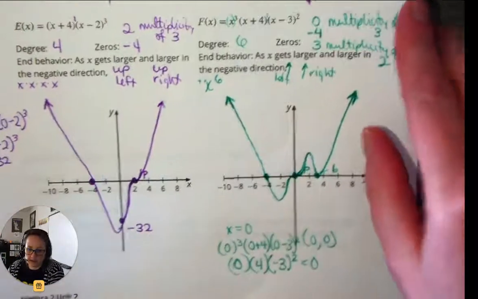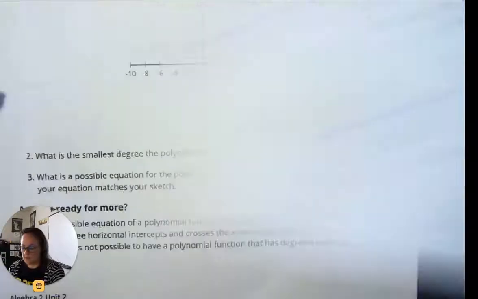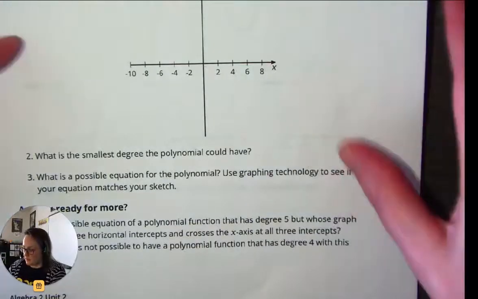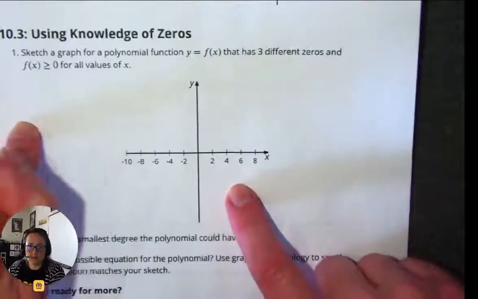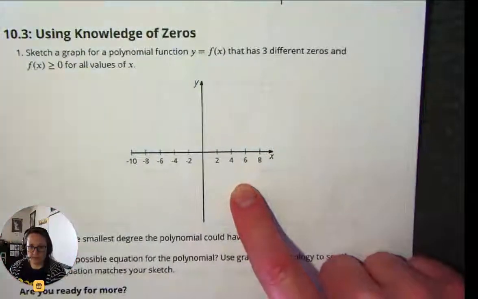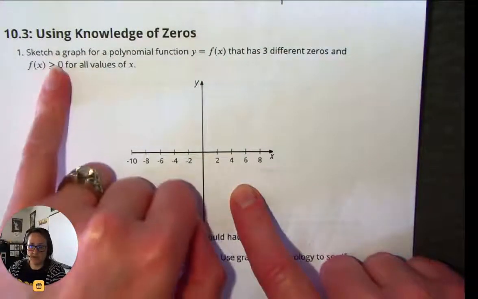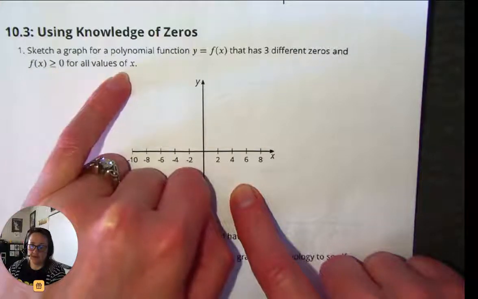Some great looks at a lot of different graphs. I hope you slowed that down or tried some on your own. You can then start creating some graphs to hit some representations. So sketching a graph for a polynomial function that has 3 different zeros, and our function is greater than 0 for all values of x.